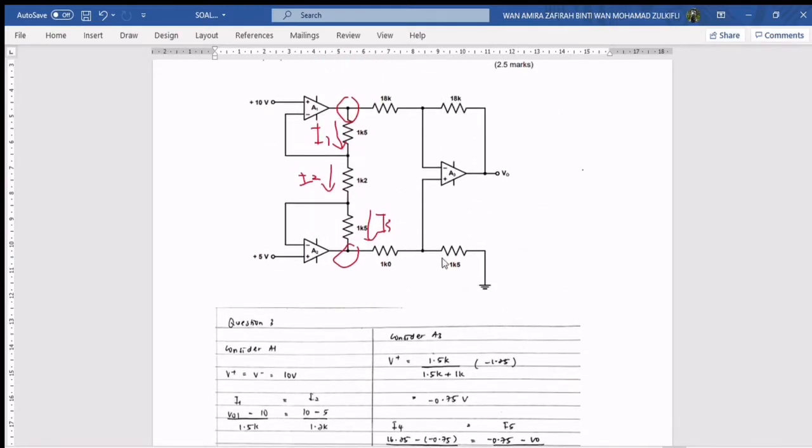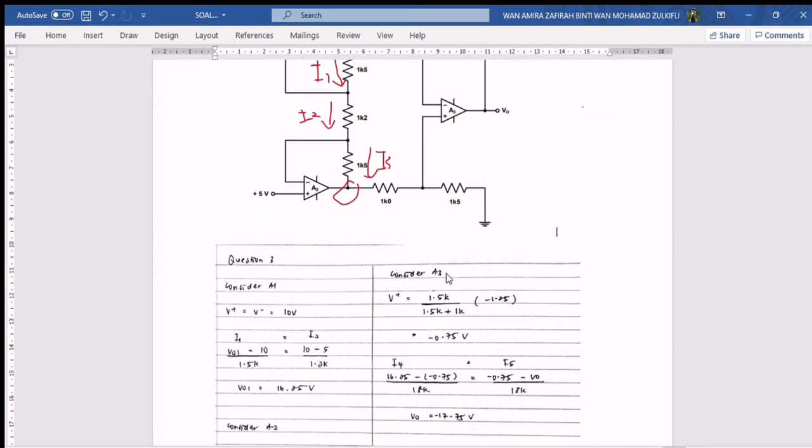As we can see in this circuit, the value for V plus or V minus isn't assigned, so we don't know it. What we can do to find the value is apply VDR to find V plus: 1.5k over (1.5k plus 1k) times negative 1.25 is equal to negative 0.75 volt. So we obtained the value for V plus, which is negative 0.75 volt. It's also the same as the value for V minus.